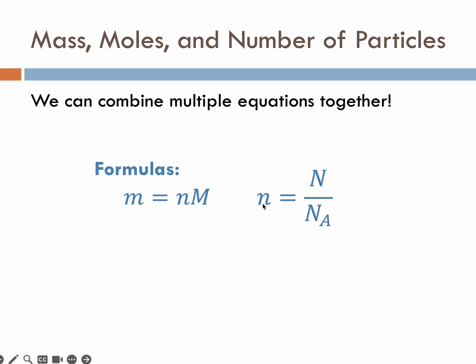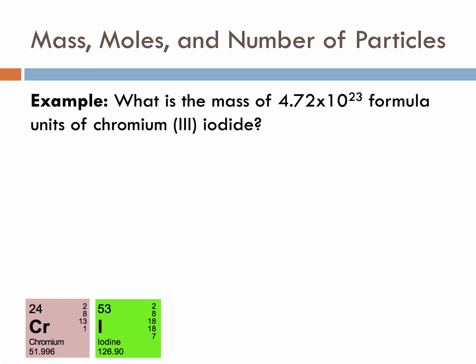Then we've got this formula which connects the number of moles, that's little n, to the number of particles, and that could be number of atoms, number of formula units, or number of molecules, through Avogadro's number, N_A, on the bottom here. So let's try this. Here's an example. Let's say you've got 4.72 times 10 to the 23 formula units of chromium iodide, so an ionic compound. The first thing we need to do is write down our given.